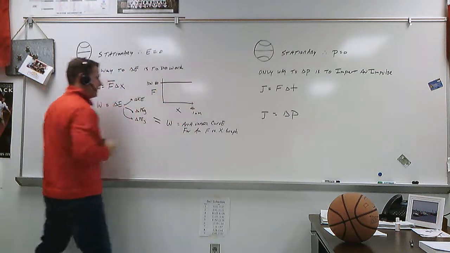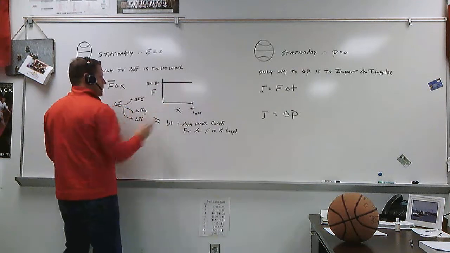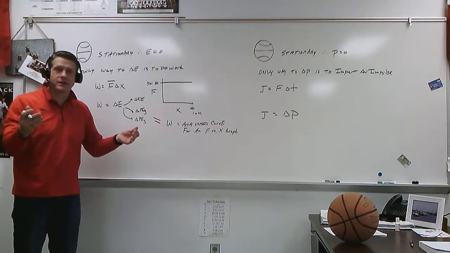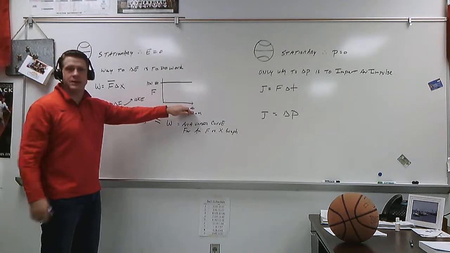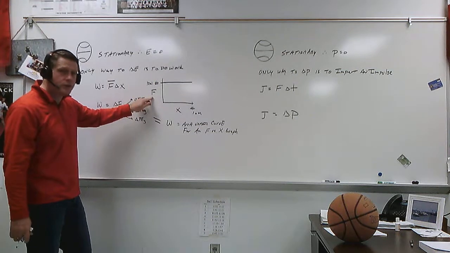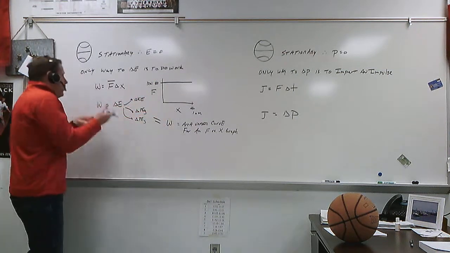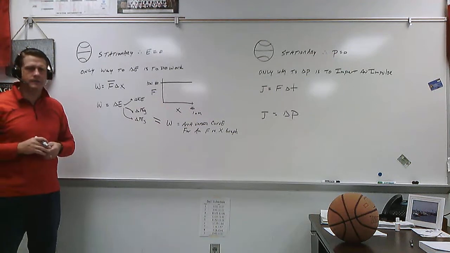What shape is under that curve? It's a rectangle under that curve. How do you get the area of a rectangle? Well, you take its height and multiply it times its base, or its length times its width. When you're doing that, you're taking F times X. Well, what quantity is F times X? It's the work being done.